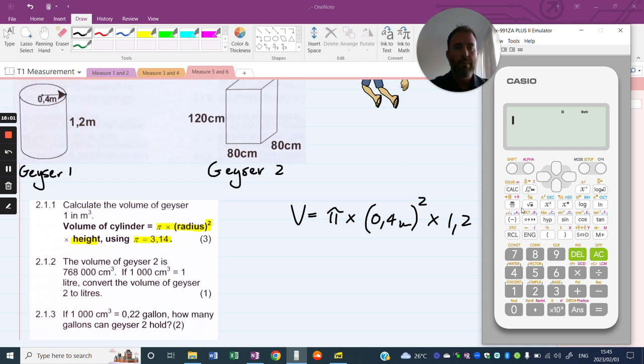So I'm going to say pi, the pi they gave us is 3.14 multiplied by, I'm going to use my brackets here, 0.4. The calculator doesn't take meters. Another reason that the square doesn't belong to the meter. Some people think that the 2 belongs to the m. No, it belongs to the 0,4. So I'm going to give that power of 2 to my 0,4, and then I'm going to times by 1,2. All right, and then get an answer.